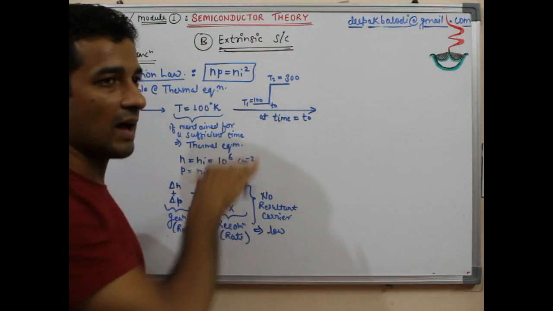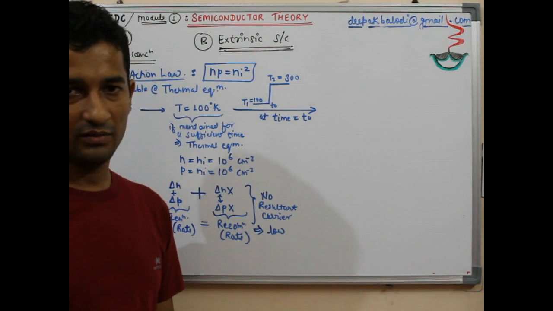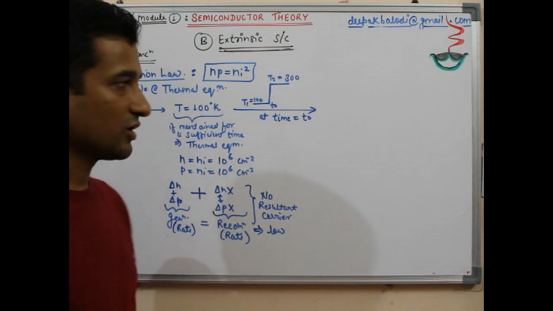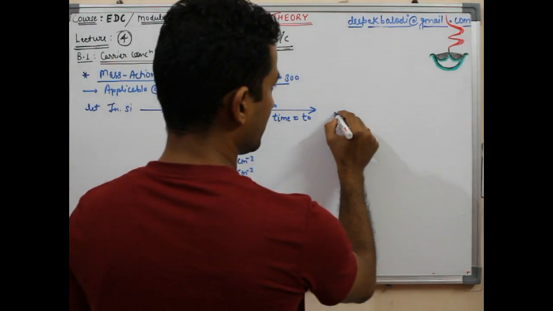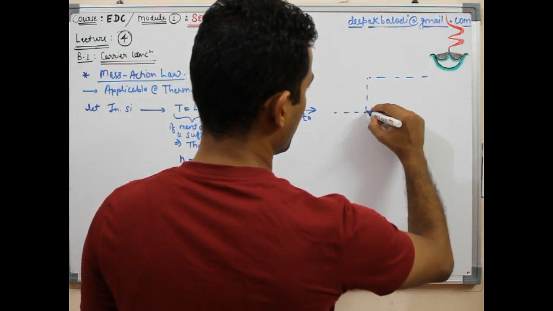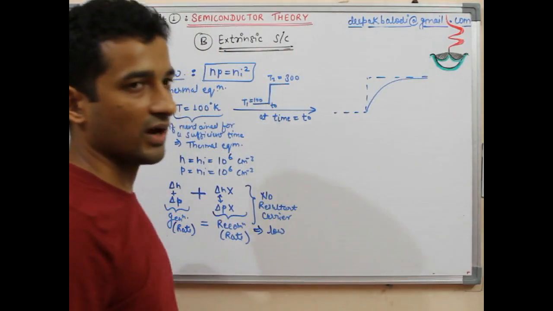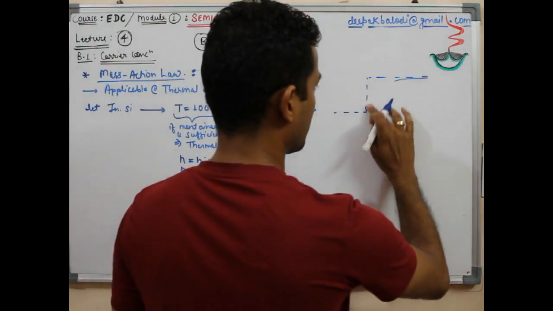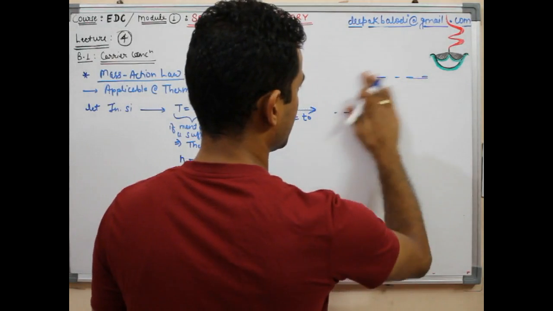Because there is an abrupt change in temperature, the carrier profile will go like this. So this is the temperature profile and the carrier profile will go like this to the new value, or let me have another scale for this.